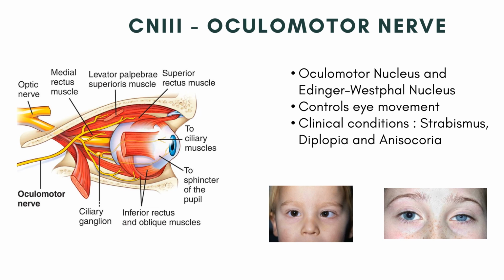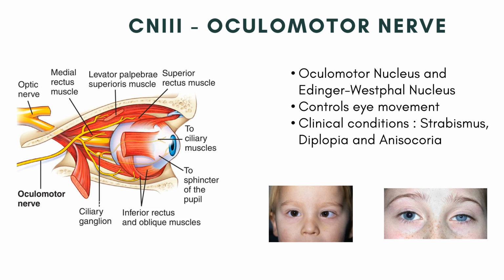Now let's dive into the muscles it innervates. The superior rectus muscle elevates the eye, the inferior rectus muscle depresses the eye, the medial rectus muscle moves the eye medially, the inferior oblique muscle elevates and laterally abducts the eye, the levator palpebrae superioris muscle elevates the upper eyelid, and the ciliary muscle controls the shape of the lens for accommodation. And all these muscles work together to allow for precise eye movement.